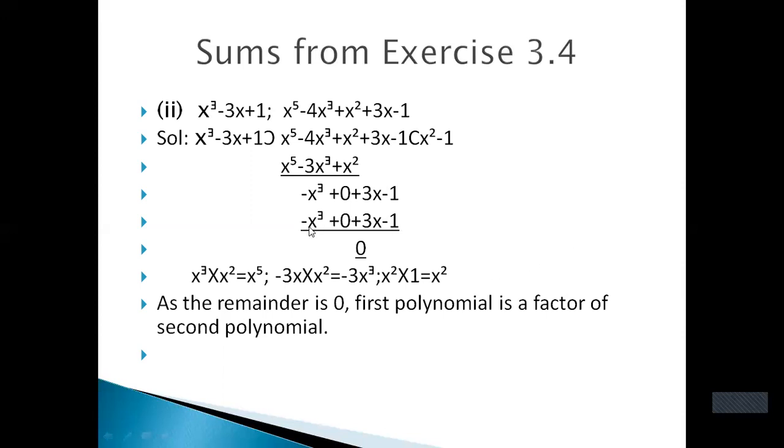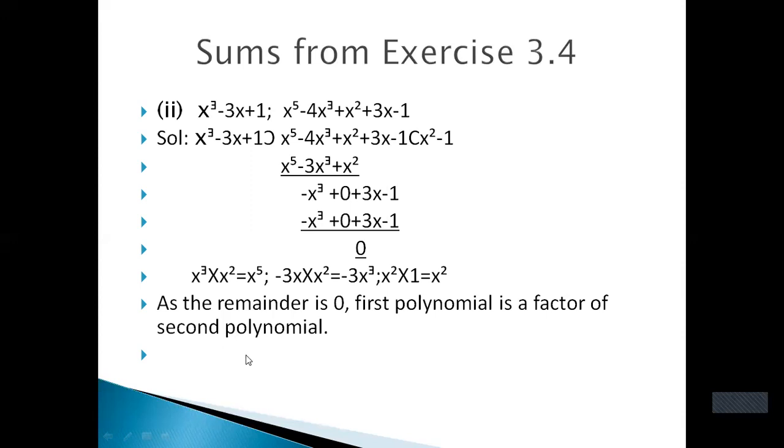You see here, this minus x cube changes to plus x cube, so the value is 0. The next one is anyhow 0. Then plus 3x changes to minus 3x, so this plus 3x and minus 3x, the value is again 0. This minus 1 changes to plus 1, so minus 1 plus 1, its value is 0. Finally, the difference is 0. As the remainder is 0, the first polynomial is a factor of the second polynomial.